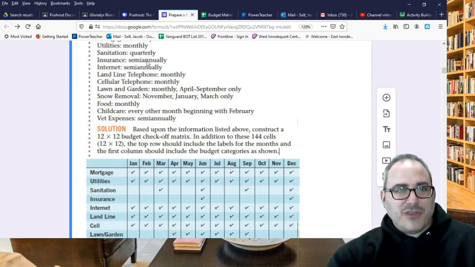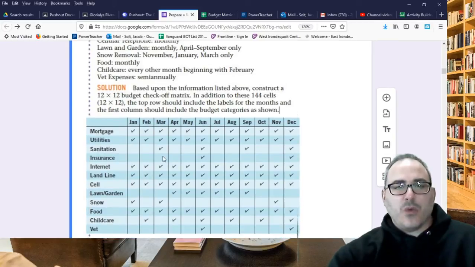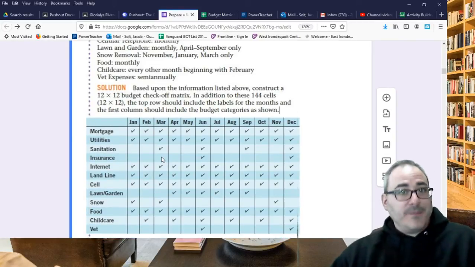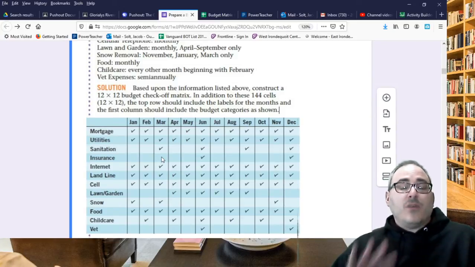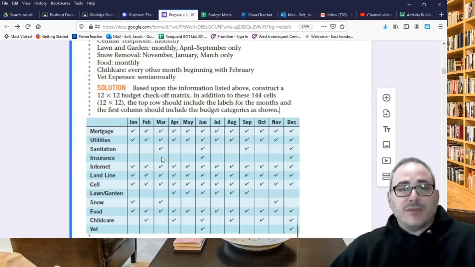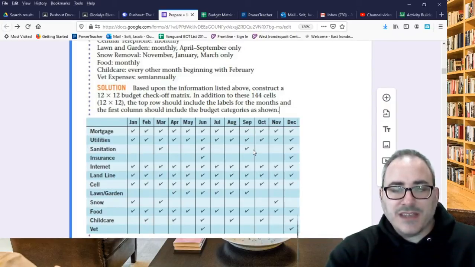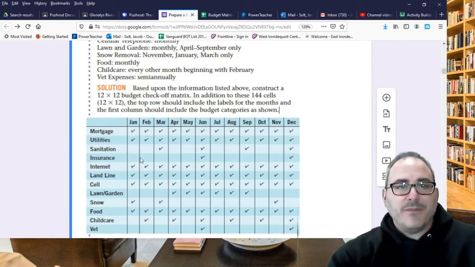Now it gets a little bit interesting when we do sanitation. Sanitation, quarterly. Remember what we said about sanitation? Quarterly means every 3 months, right? Because there are 12 months in a year. 12 divided by 4, quarterly is 4 quarters in a year. 12 divided by 4 is 3, so every 3 months. So paid in March, 1, 2, 3, paid in June, 1, 2, 3, paid in September, 1, 2, 3, paid again in December. Every 3 months, you're paying your sanitation bill.